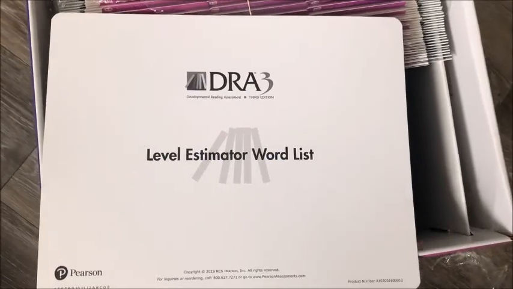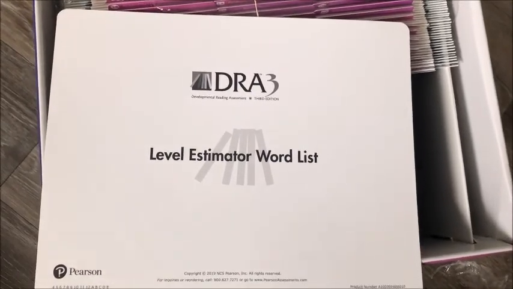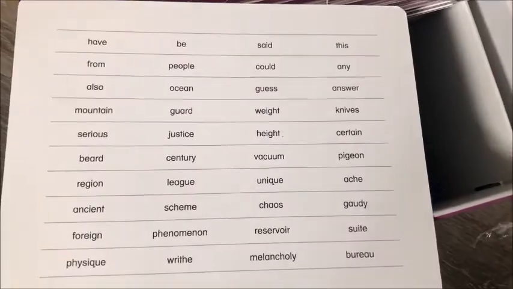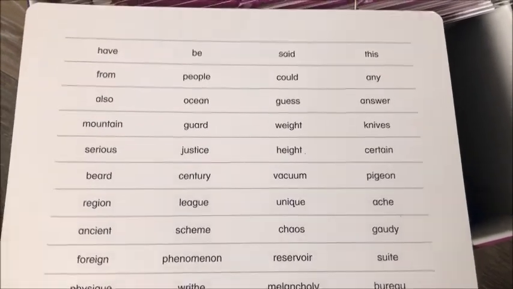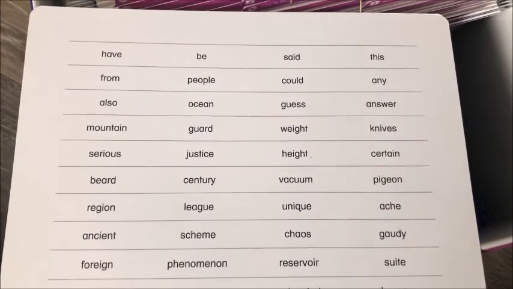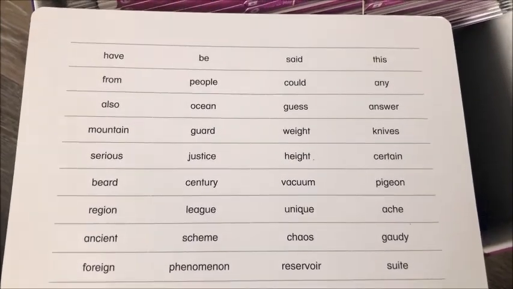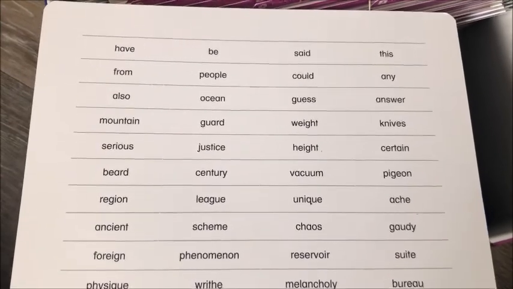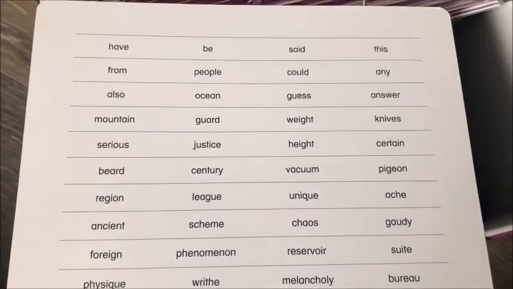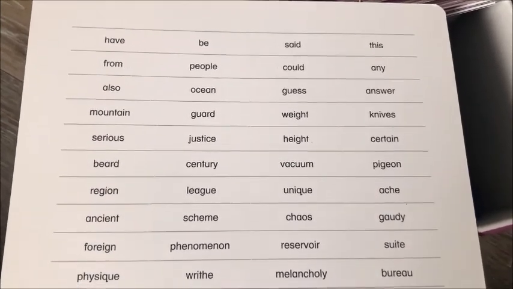A new addition to this kit is the level estimator word list. The teacher can use this list to determine which level book to start with when doing an assessment, if there are no previous DRA records available for the student, or the student is new to the school.